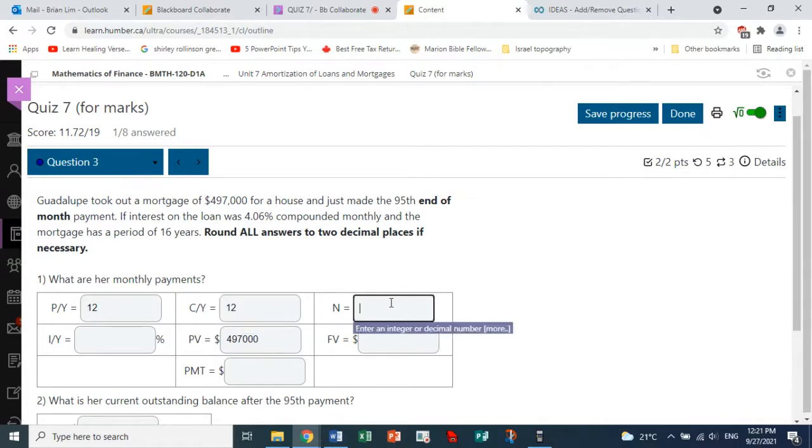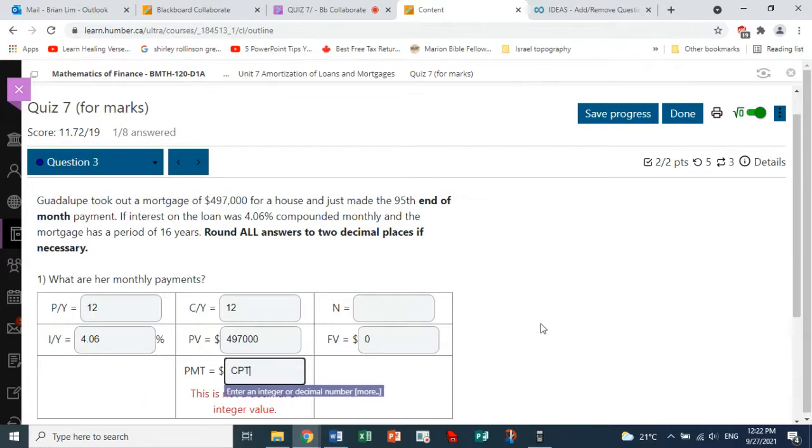All right, and we usually use the calculator to calculate that. IY is 4.06. There we are. And we have the present value. The future value would be 0 because we would like to pay off this mortgage for Guadalupe. The payments are what we need to compute, or what is each payment.